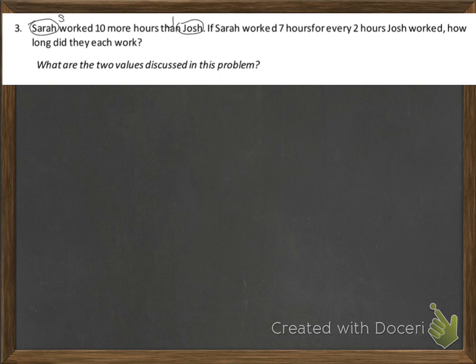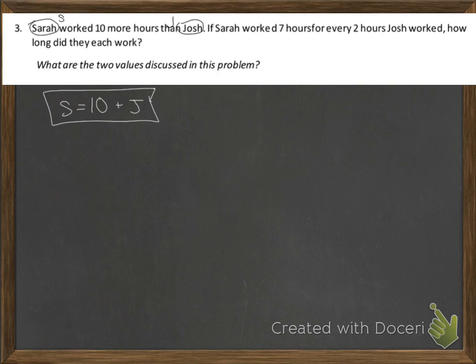Okay. Then it says if Sarah worked 7 hours for every 2 hours Josh worked, how long did they each work? So this is a little bit different. Let's see if we can figure this out. So the first part says Sarah worked, so that means S equals 10 more hours than Josh. That's 10 plus J. Okay, so we have this one equation here. We're just going to set that off to the side and then move on with our lives.